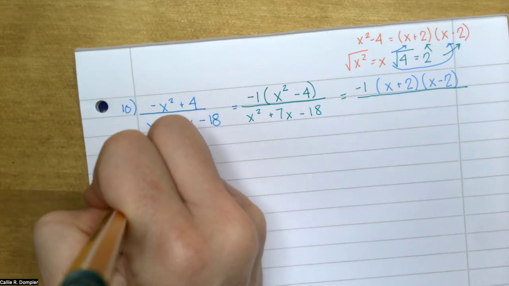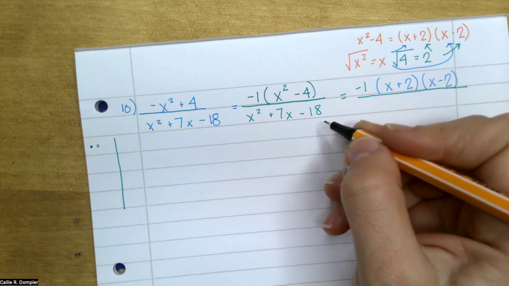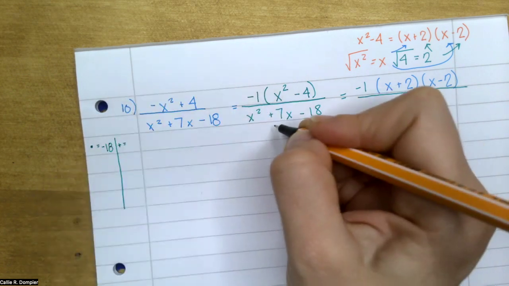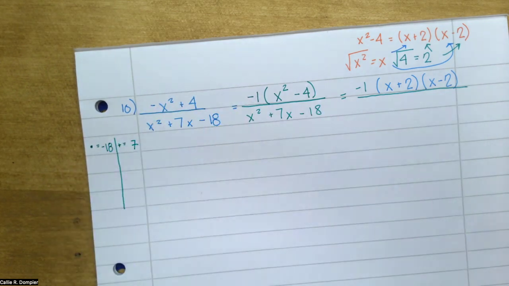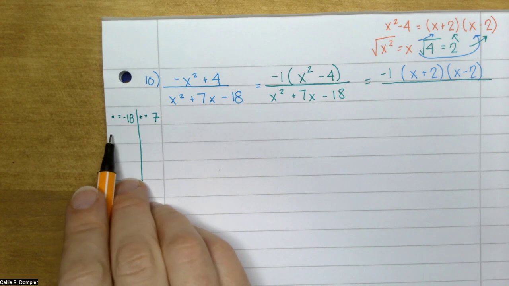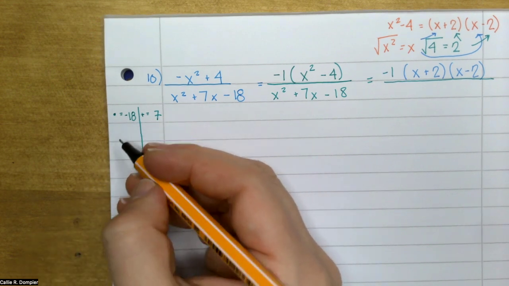Let's use the AC method. It needs to multiply to equal -18. It needs to add to equal +7. So what are the factors of -18? -18 means you need one term to be positive, one term to be negative. So it could be 1 and 18, right?